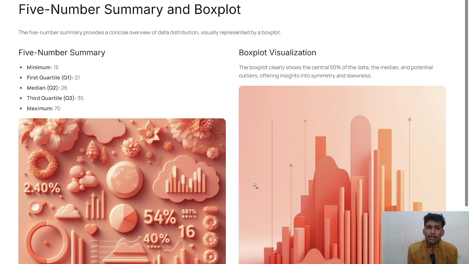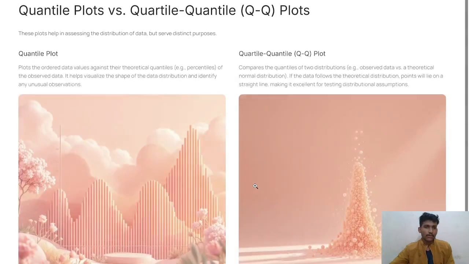The five number summary provides a concise overview of data distribution, visually represented by a box plot. Five number summary: minimum 15, first quartile 21, median 21, third quartile 35, maximum 70. Box plot visualization: the box plot clearly shows the central 50% of the data, the median, and the potential outliers, offering insight into skewness.